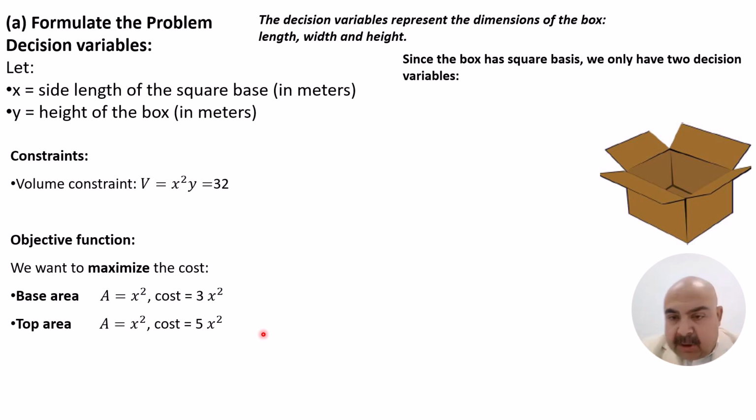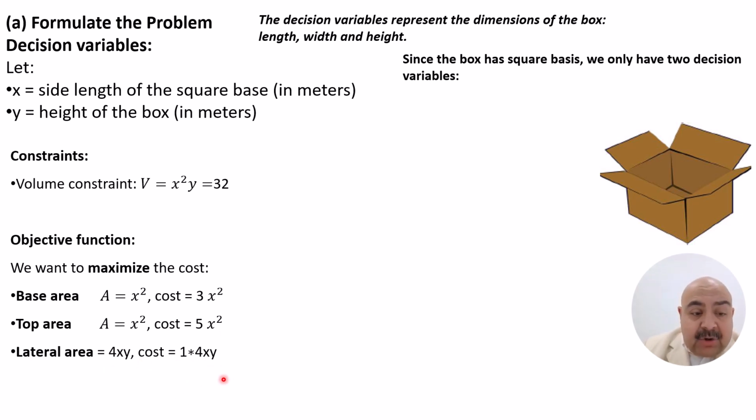And for the lateral parts, we have 1, 2, 3, and 4. We have 4 lateral parts. Each one of these lateral parts is formed from x, which is the length, and y, which is the height. Here we go. So it's going to be 4xy, as you can see. And the cost is 1.